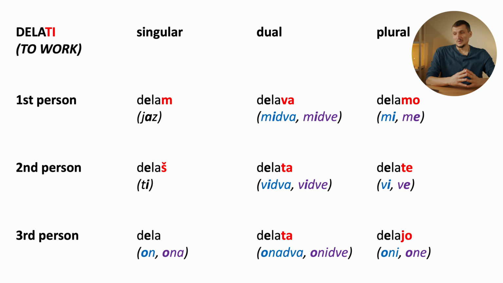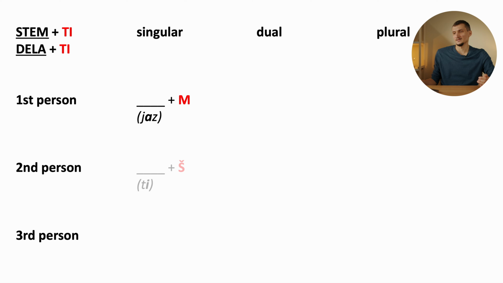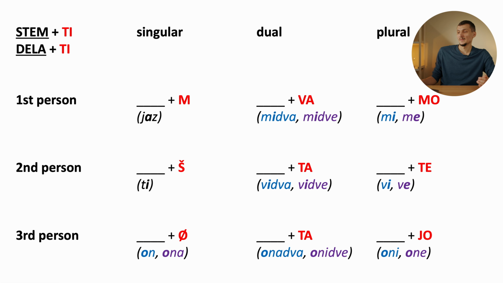And then we said that this is basically the formula for how to conjugate verbs in Slovenian. We just have to know that every infinitive consists of an ending, of a t, and everything that comes before that ending, which is called a stem, and that we then replace the t with the appropriate ending. And the endings are m, š, nothing, va, ta, ta, mo, te, jo. However, we said that this is how we do regular verbs. So, having a look at that one more time, we have the stem plus t, and this is our formula: m, š, nothing, va, ta, ta, mo, te, and jo.